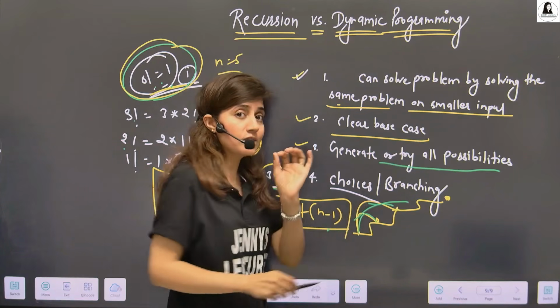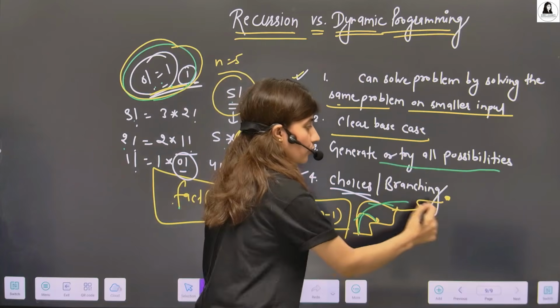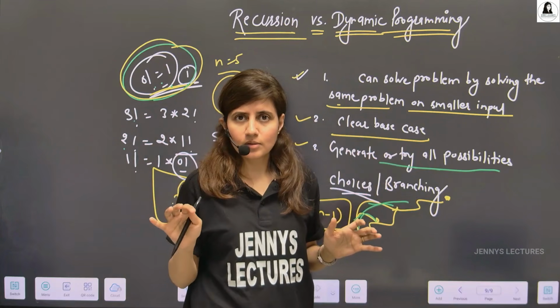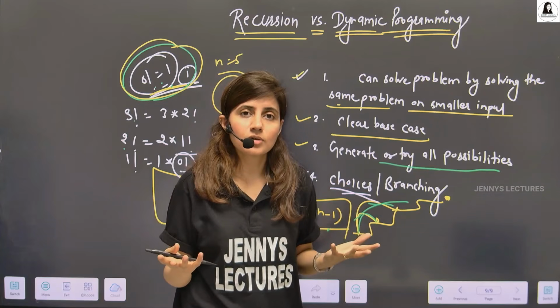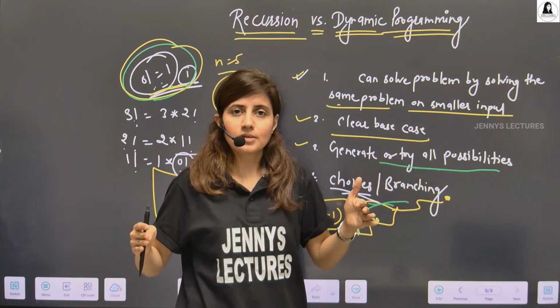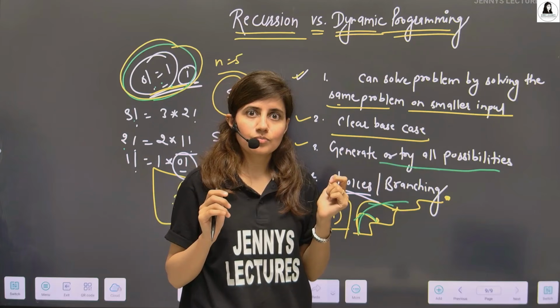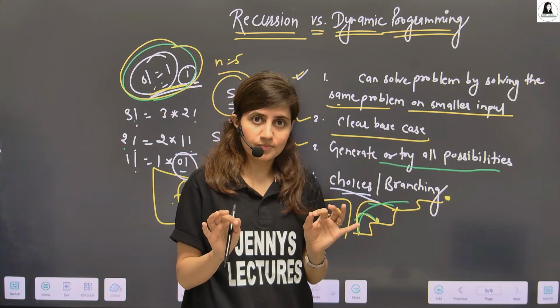The next hint is if choices are given. That's really important. Choices or branching means either you can take it or don't take it. Include or exclude. Left or right. These kinds of choices will be given to you. So that is what recursion is.